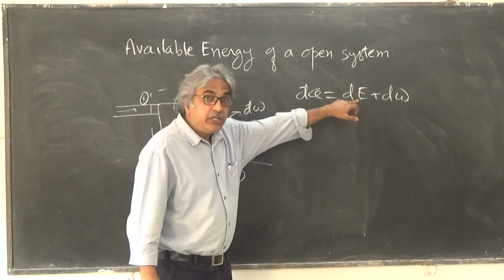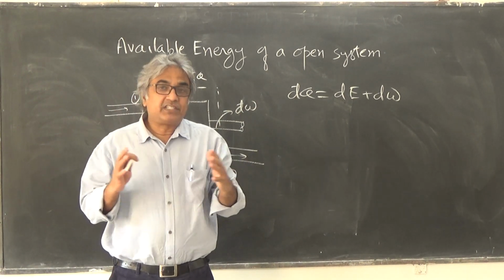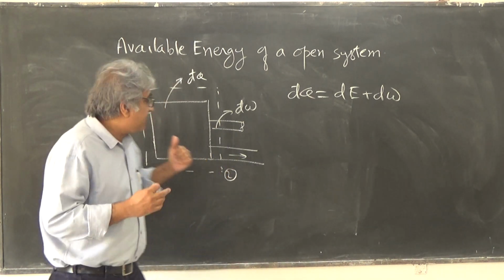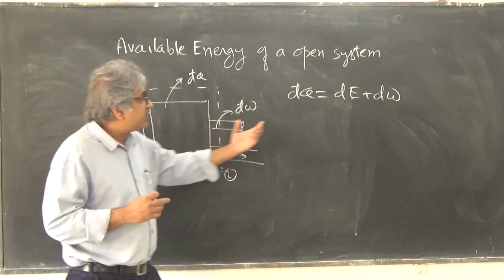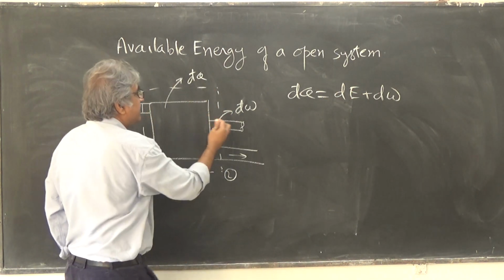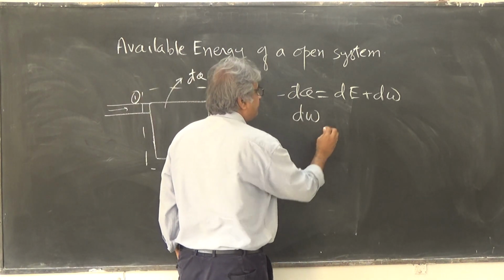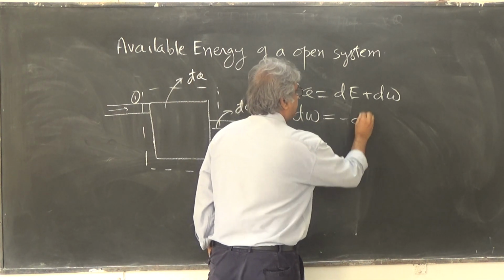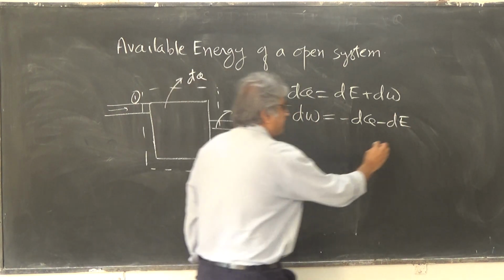I have not said dU because if it's a closed system, which is a non-flow process, then there is no other term except internal energy. But here there will be internal energy, flow work, kinetic energy, potential energy, all those. So this is a general energy, so dE. Okay. So since we are considering heat flowing out, let's say minus dQ. So we can say dW is equal to minus dQ minus dE. So this is, say, the first equation.